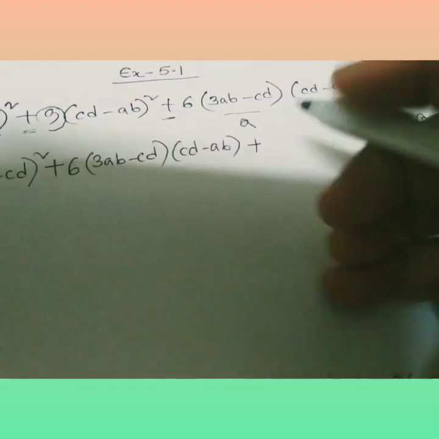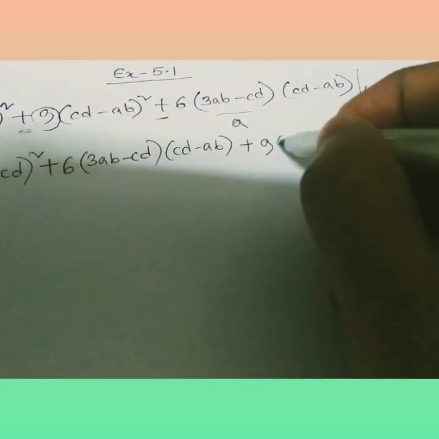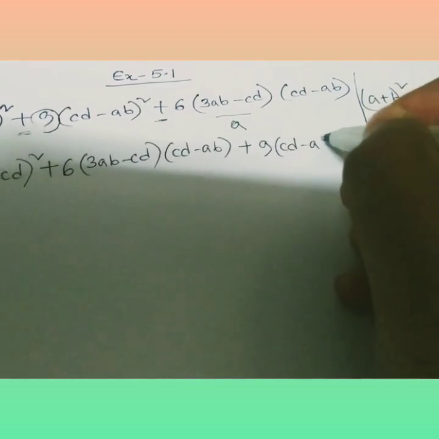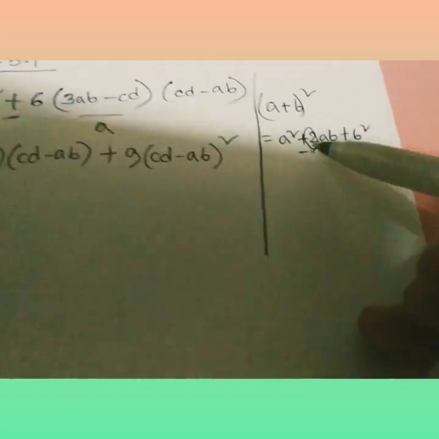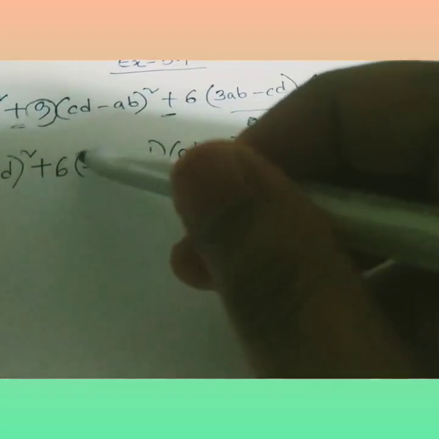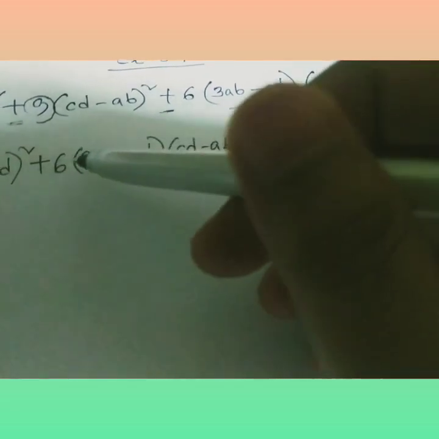Then I will simplify. So 9 into (cd minus ab) whole square. Over here, you can see there is a 2, but I don't have a 2. So I need to convert this into 2. How can I convert?